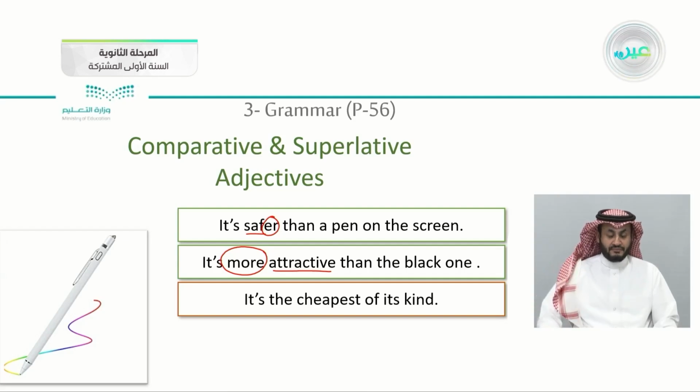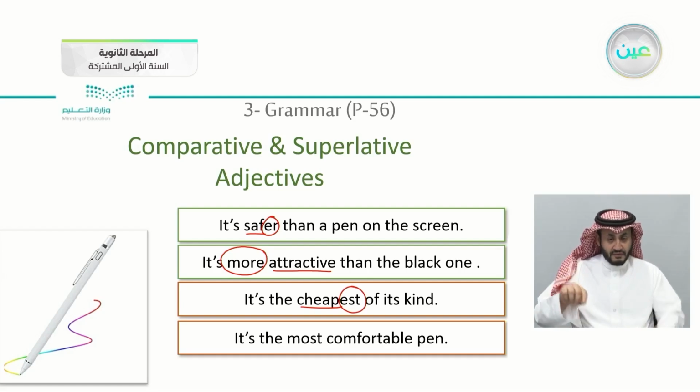Also, I have said it is the cheapest of its kind. This one cost me maybe 10 riyals. However, every other thing is more expensive. It is the cheapest. Nothing is cheaper. I couldn't find anything that is cheaper. The adjective is cheap, and I have said the cheapest.